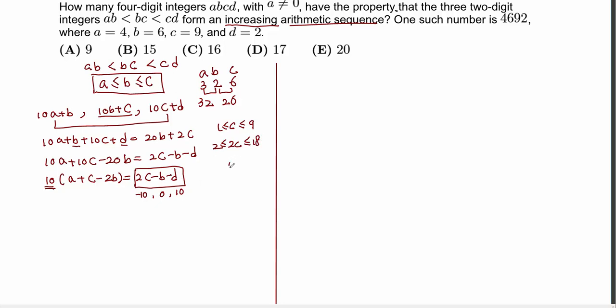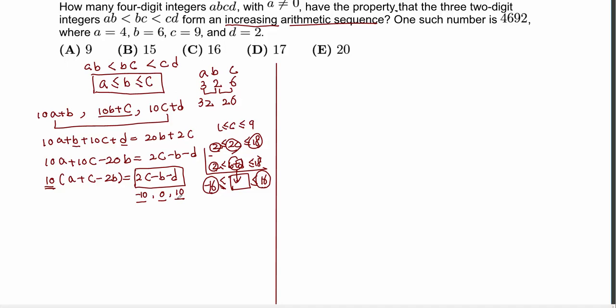For B plus D, it's the same thing: the maximum number is 18 and the minimum is 2. When you take one minus the other, the minimum is 2 minus 18, which is negative 16. The maximum is the largest number minus the smallest, 18 minus 2, which is 16. So this number is between negative 16 and positive 16. That's why you get 3 numbers only.